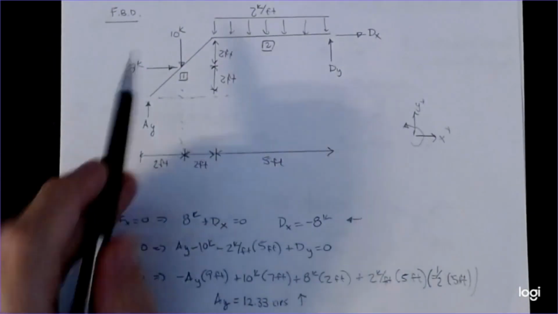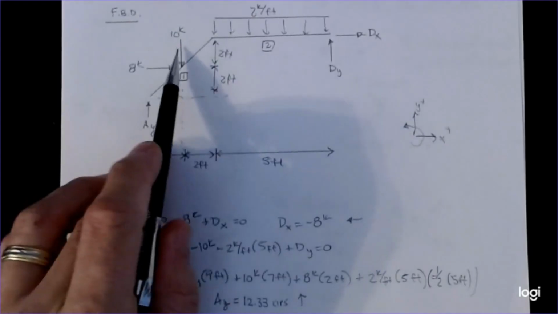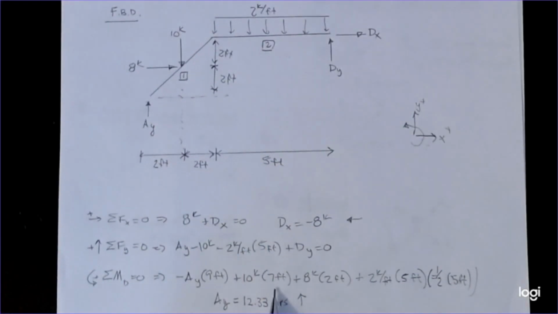And then I have a 10 kip point load here that's located at a distance of 5 plus 2 or 7 feet, and it's going counterclockwise, so that's a positive.